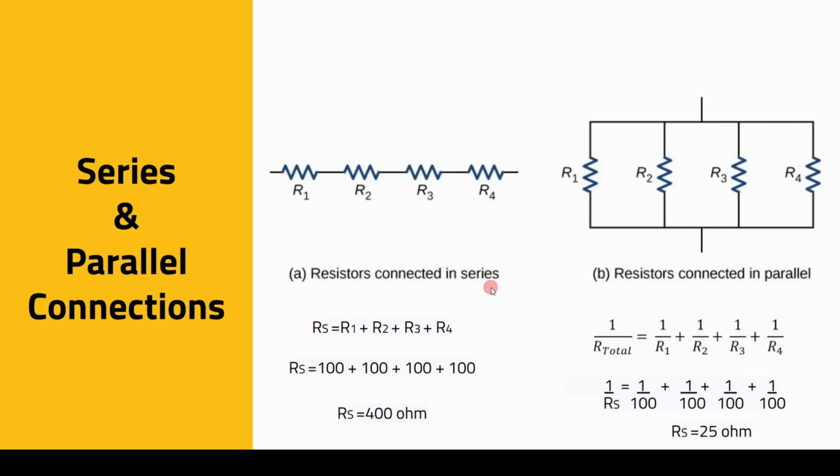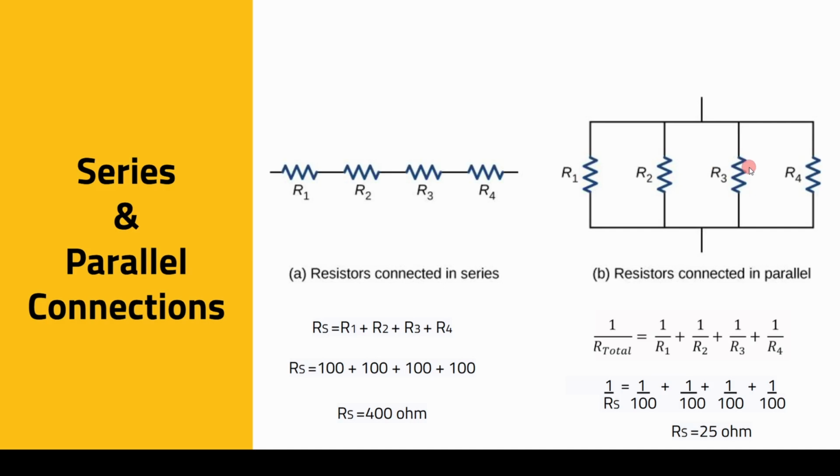Here's a little bit more of the same series and parallel combination, where if you have 4 different resistors connected in series, then their value adds up to the sum of all 4, which, if they are all 100, gives a total of 400 ohms. Whereas in parallel, the formula is a little bit different. It's the reciprocal value of the total resistance is the sum of the reciprocals of each individual resistor.